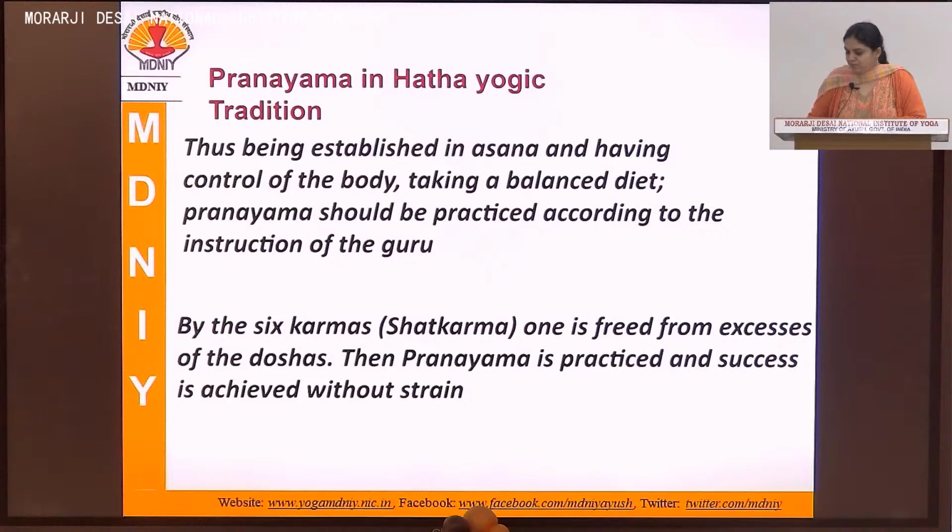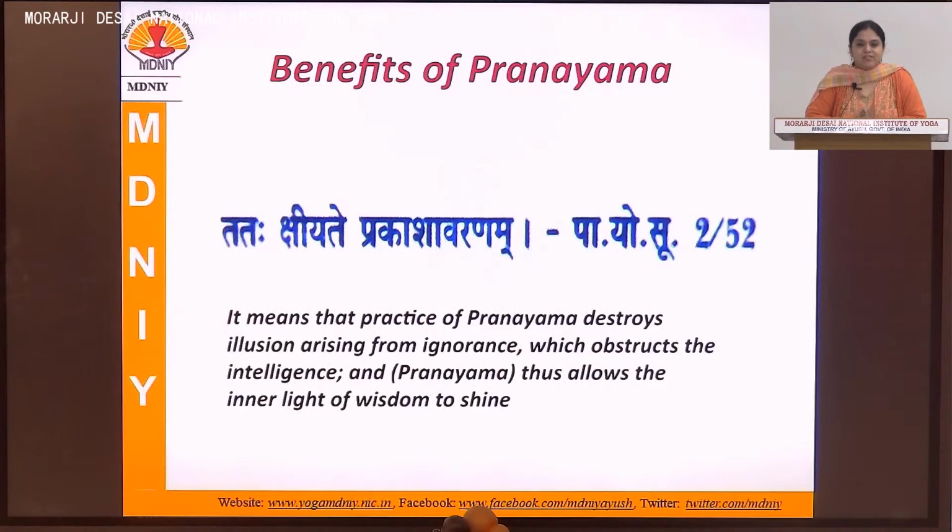So why Shatkarmas? We have discussed in the first theory session that to remove fat, excess of fat, mucus from the body, we should do Shatkarmas, then only we should move towards pranayam. This is mentioned in Hatha Yoga Pradipika. Yes. Now the benefits of pranayam as per Patanjali Yoga Sutra, it is much more subtle than the physical benefits we talk about generally.